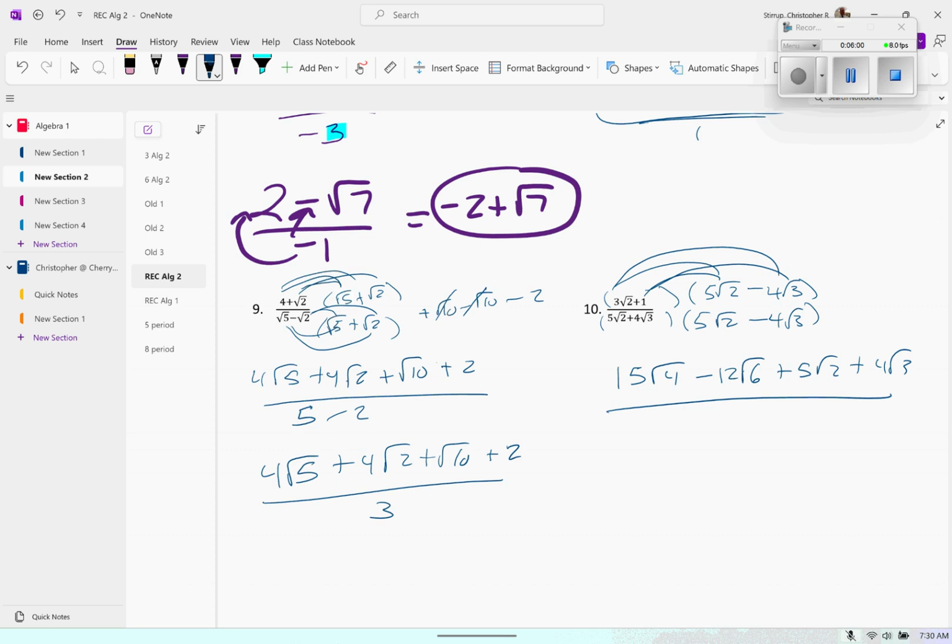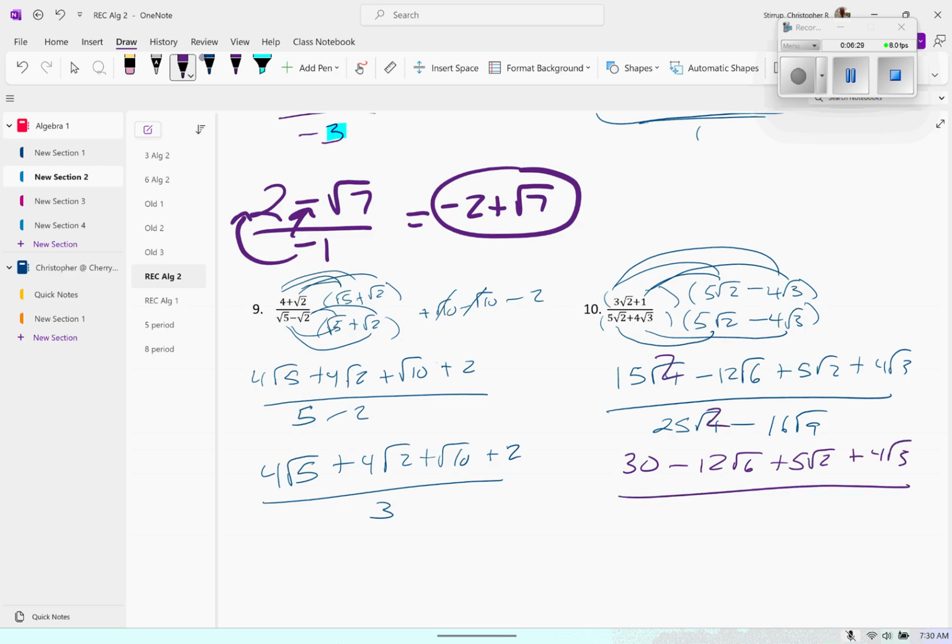On bottom, are you starting to realize that the middle terms cancel out? So basically, it's just this and this multiplied together. So that's going to give me 25 root 4 minus 16 root 9. Now we can start cleaning some stuff up. So that's going to give me 2, which is 30, minus 12 root 6, plus 5 root 2, and then plus 4 root 3. That's all done.